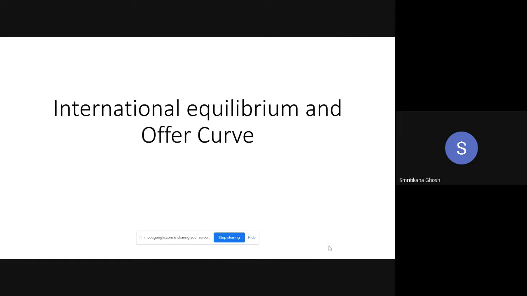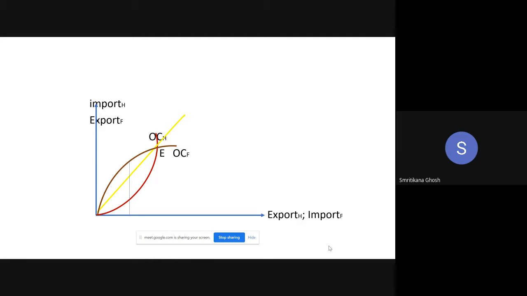So here we are going to discuss the international equilibrium. I told in that class that I need the offer curve to find out the international equilibrium, or rather the international terms of trade. So the offer curve is precisely helping us to do that. So here we are getting this thing. Look, what we are measuring.